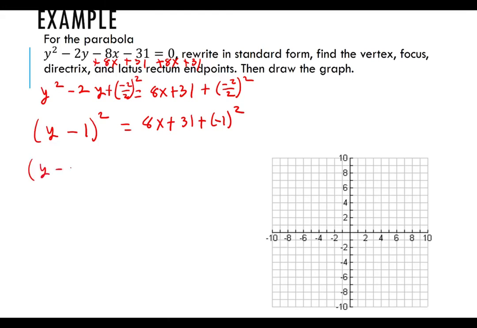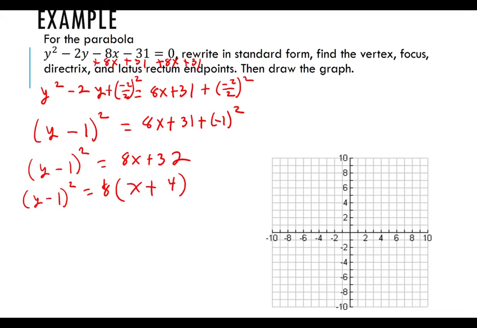Well, so then I get (y minus 1) squared is equal to 8x plus 32. Recognize we're still not exactly in our standard form that we've seen. So what are we going to do? Well, we factor out the coefficient of x. The coefficient of x is 8. So this is then going to be (y minus 1) squared is equal to 8 times (x plus, well, what's 32 divided by 8?) 32 divided by 8 is 4.